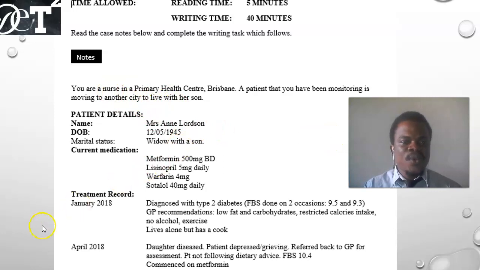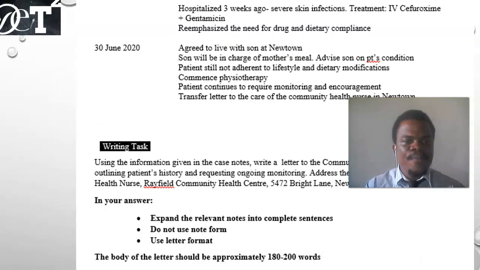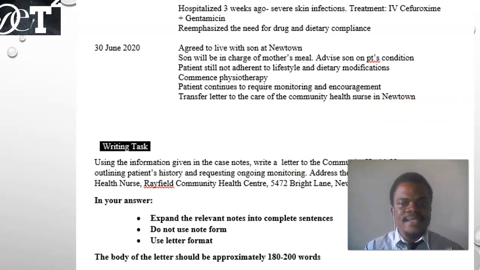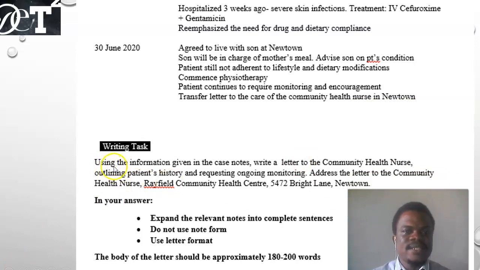Now, if you look at the case notes, I remember what I told you. Whenever you are dealing with any case, the first thing you are going to do is to go to the writing task. So we are not starting from the beginning. So we go to the writing task. The writing task says, using the information given in the case notes, write a letter to the community health nurse outlining patient history and requesting ongoing monitoring. Address this letter to community health nurse, Rayfield Community Health Center. So we are writing this from the writing task now.